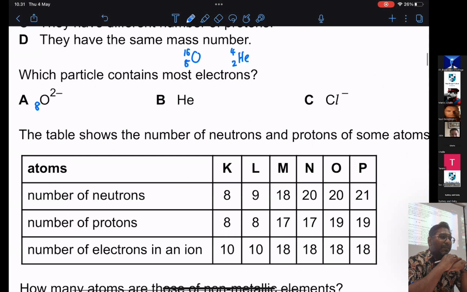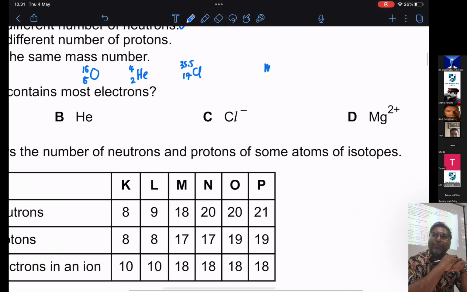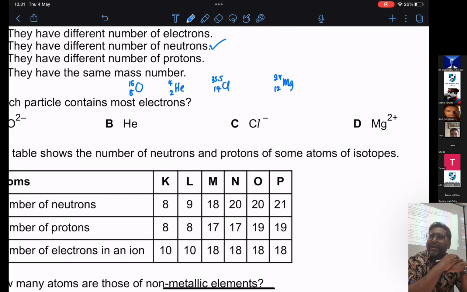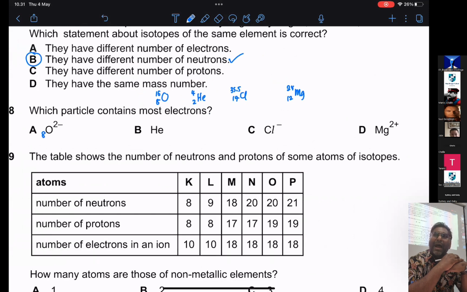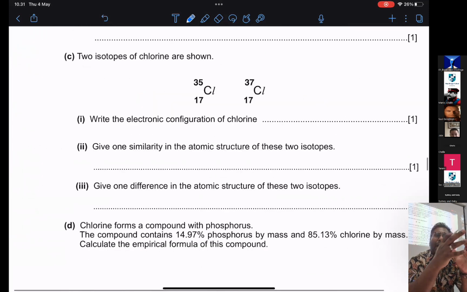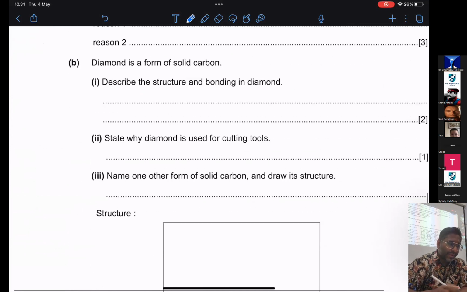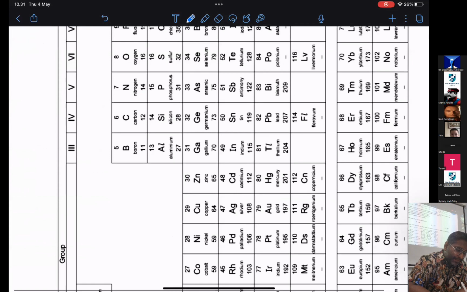Different number of protons? No. They have the same mass number? No, because if you have a different number of neutrons, the mass will be different. And they have a different number of electrons? No. Even ions have a different number of electrons, so we cannot use that to differentiate that they are isotopes. Therefore, the answer over here is going to be B.